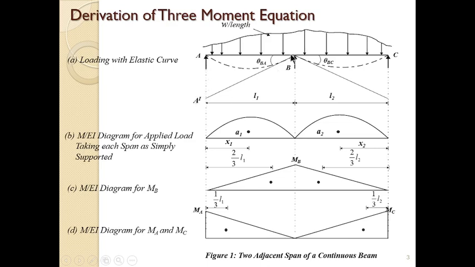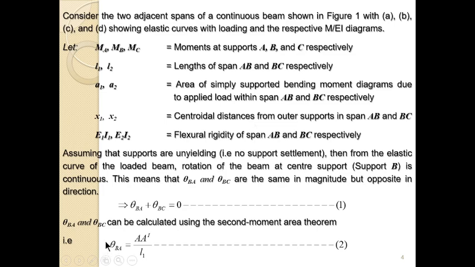A prime B, that is a triangle. And from simple trigonometry, you can say that tan θ_BA is equal to A prime over L1, that is tan θ is equal to opposite over adjacent. So that is why we can say that θ_BA is equal to A prime over L1. This is supposed to be tan θ_BA, but for very small angles, tan θ is the same thing as θ. So that's why we say θ_BA equals A prime over L1. So let's call this equation 2.